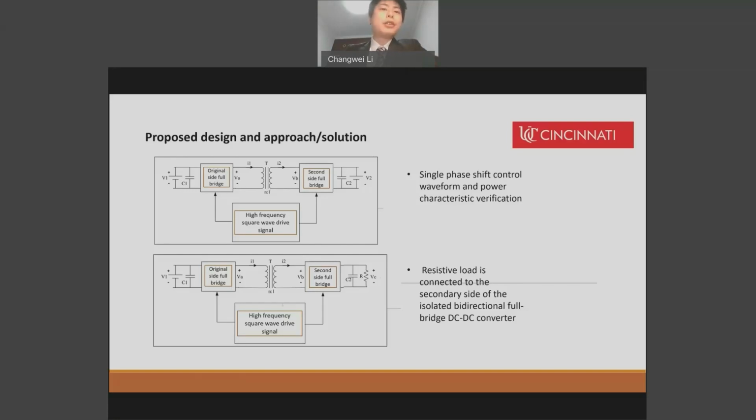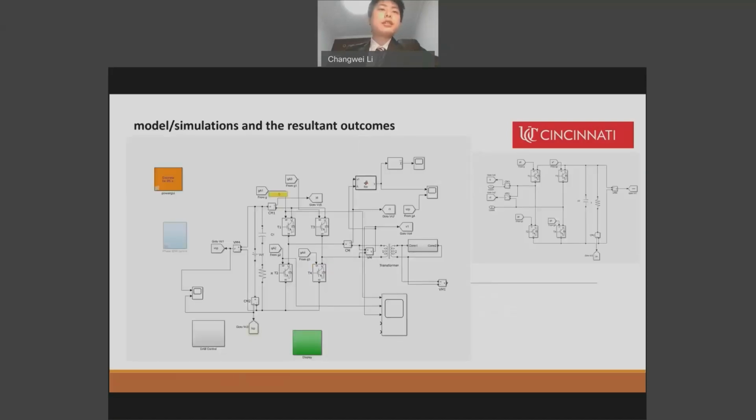The second part is to study the secondary side connection of the isolated bidirectional full-bridge DC-DC converter through simulation experiments under the resistive load situation. Here is the MATLAB simulation model we built based on the principle of the previous slides. The first part verifies the power characteristics, and the second part, which is the open loop circuit, will have a big problem.